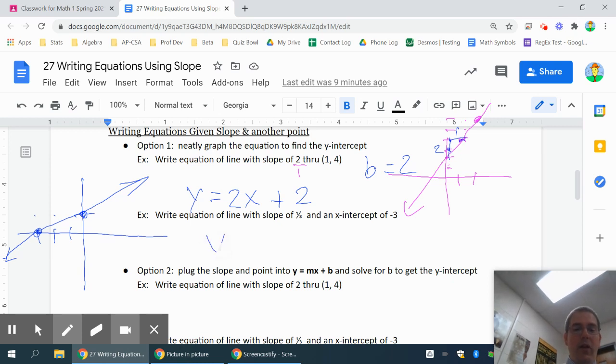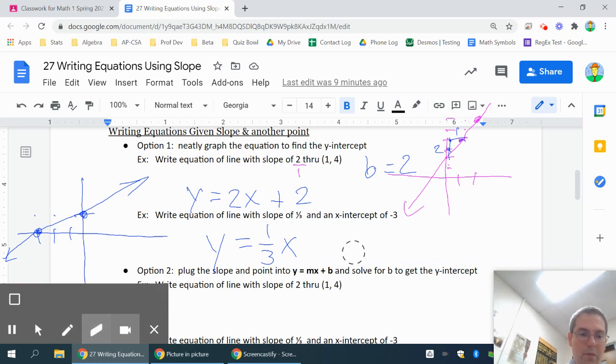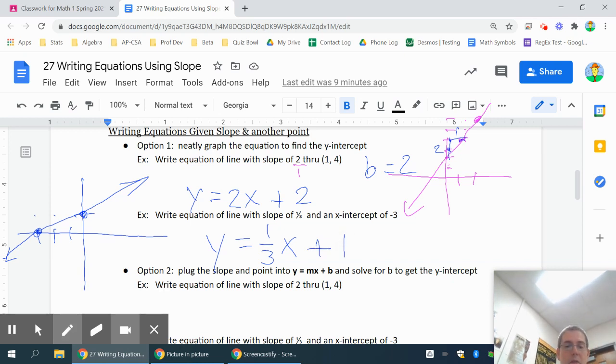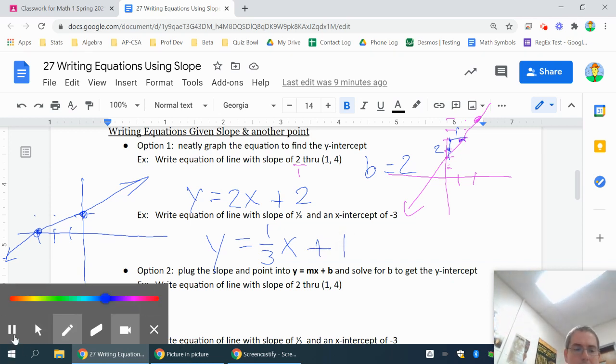It's best if you're doing the graph method to count as close to the y-axis as you can. So that means your equation would be y equals 1/3 x because the slope always goes in front of the x, and the y-intercept of -3 goes on the end. I'm sorry, no, that's the x-intercept there. Let's get rid of that. The y-intercept is actually 1. So 1/3 x, the slope goes in front, and then the y-intercept is 1.